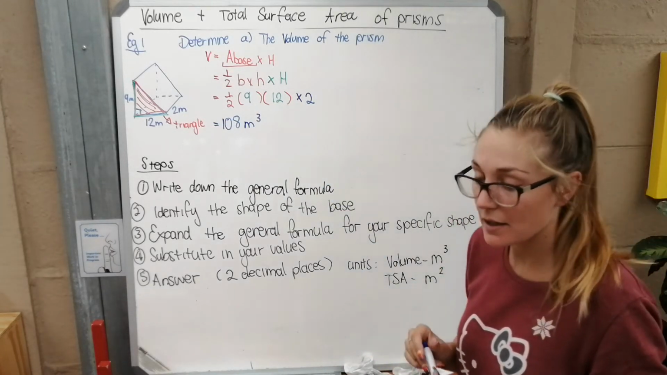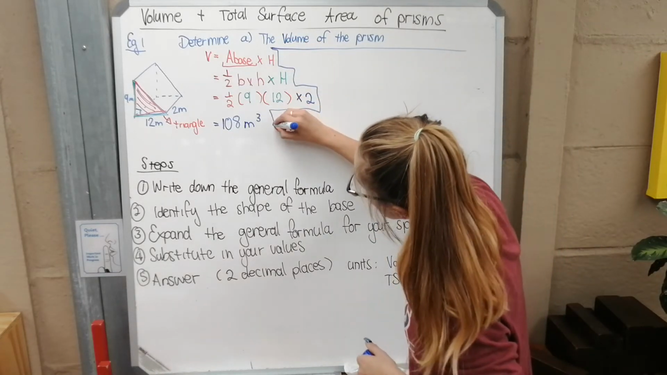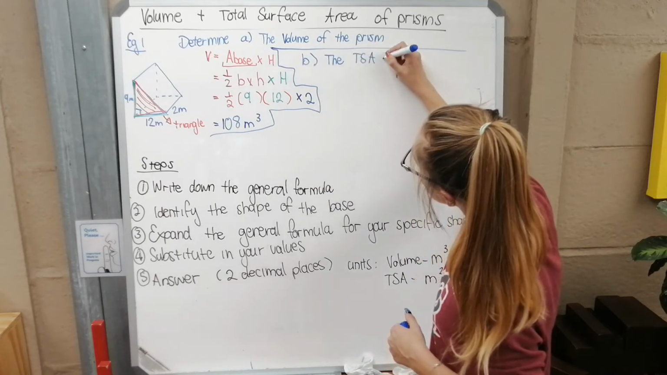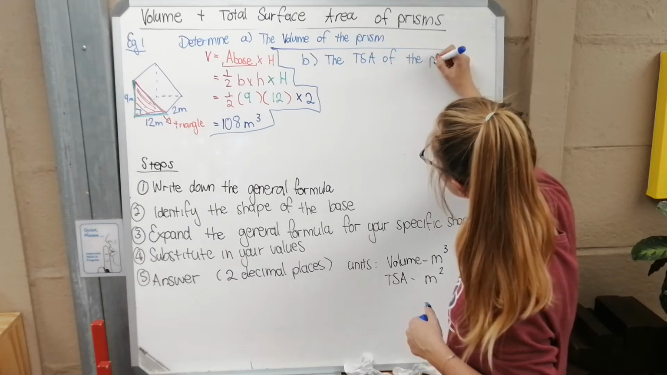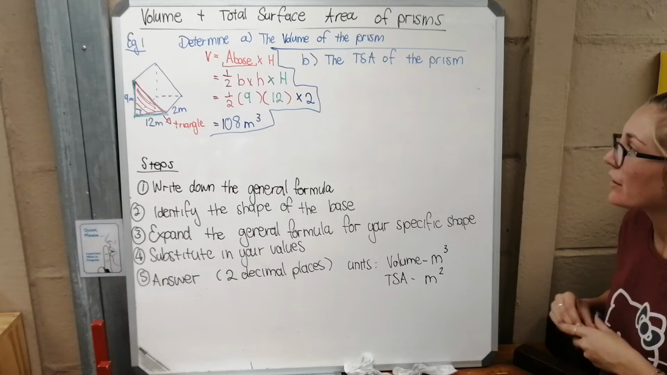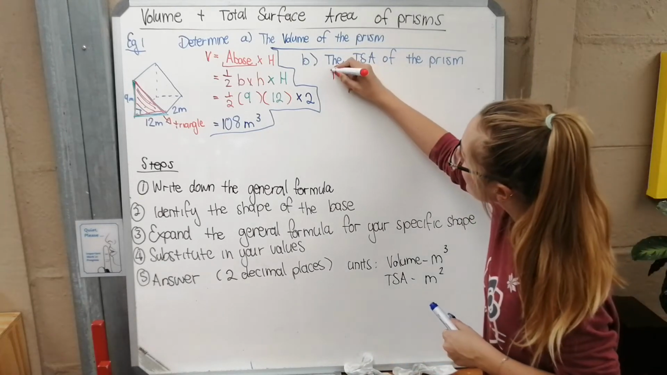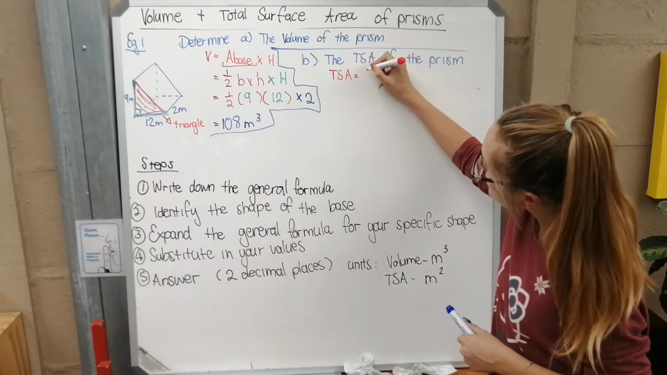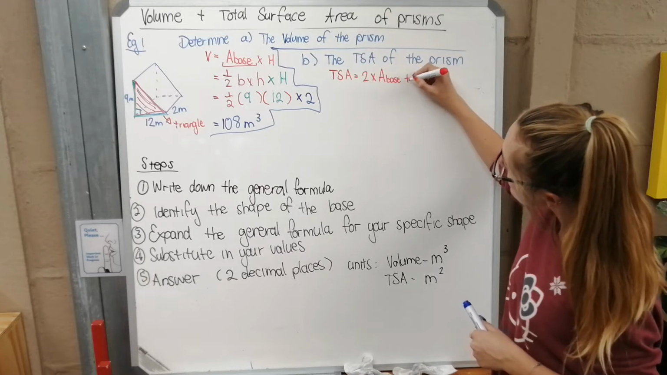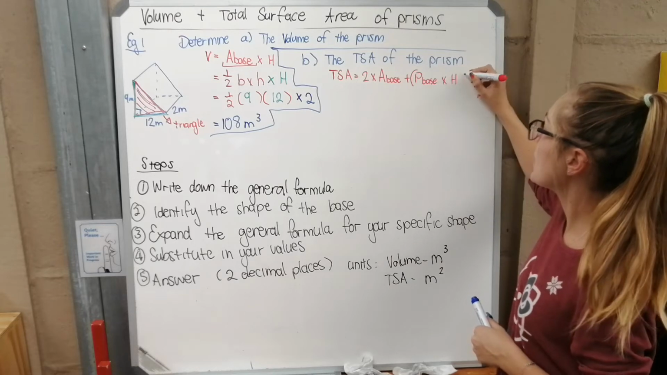Okay, we're going to do the same thing for total surface area. So I'm just going to make some space for myself. So question B, the total surface area of the prism. Step 1, we write down the general formula. So the general formula for total surface area is TSA equals 2 times the area of the base plus the perimeter of the base times the prism height.